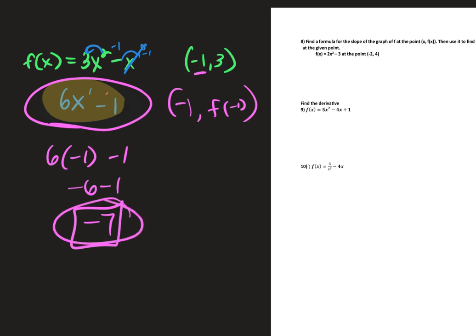Again, you could go the long way. I wouldn't recommend it, but you could do f of x plus h minus f of x all over h, simplify it out. That's the equation, or make h 0. That's the equation for the slope, and then plug in your -2, or in this case, -1. Shortcut for the other one, right?